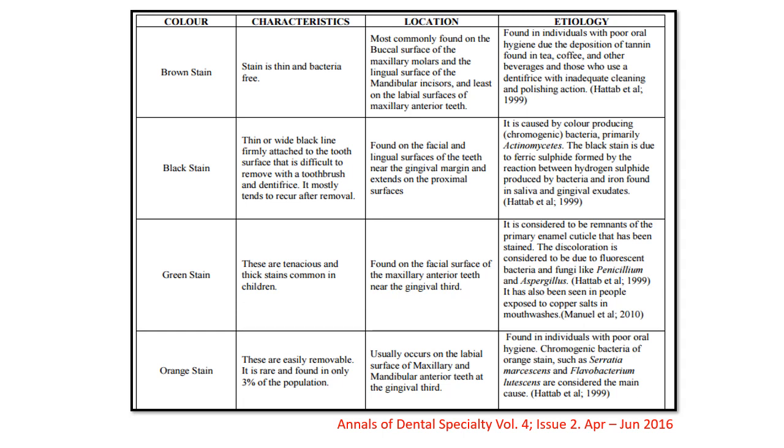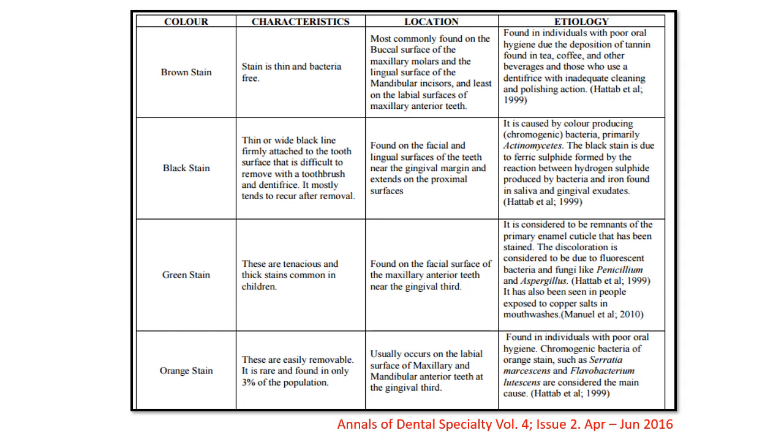In the case of a green stain, these are tenacious and thick stains which are common in children. They are found on the facial surface of the maxillary anterior teeth, near the gingival third, and are considered to be the remnants of the primary enamel cuticle that has been stained. Discoloration is considered to be due to fluorescent bacteria and fungi like penicillium and aspergillus. It has been seen in people exposed to copper salts in mouthwashes.